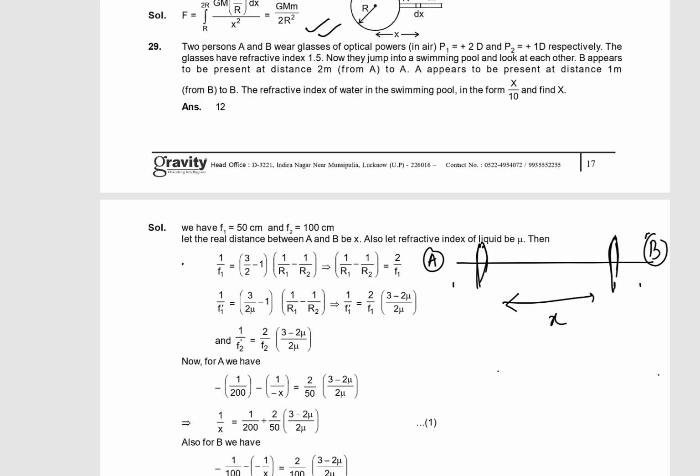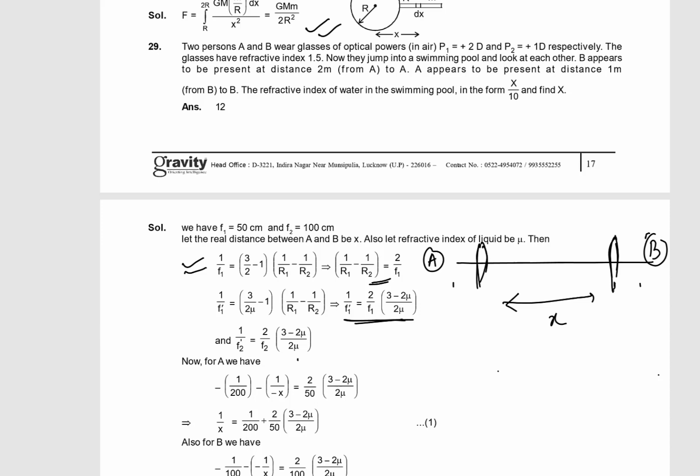So this is the power of the first lens: 1 by f equal to (3 by 2 minus 1) times (1 by r1 minus 1 by r2). From this we have this particular equation. When this lens is moved into that swimming pool, what will happen to the new focal length? New focal length will be 1 by f1 dash is equal to (mu 2 by mu 1 minus 1) into (1 by r1 minus 1 by r2), where mu 1 is mu, which is what we have to find. Substituting 1 by r1 and 1 by r2 from above, we have this equation.